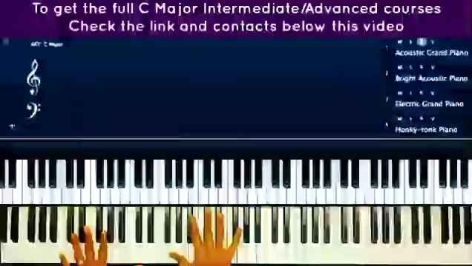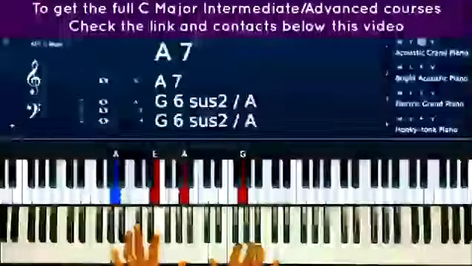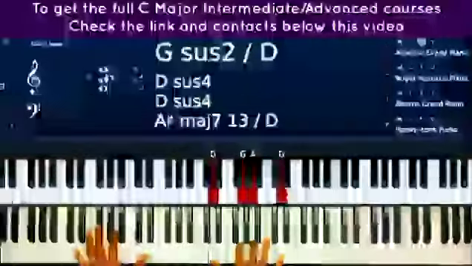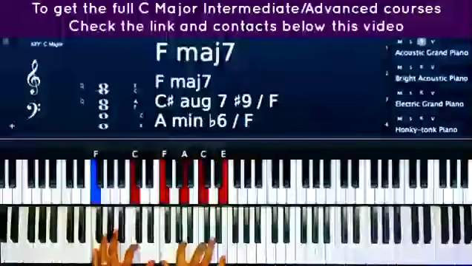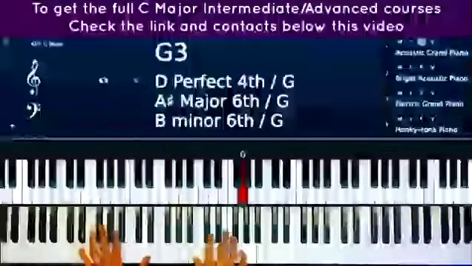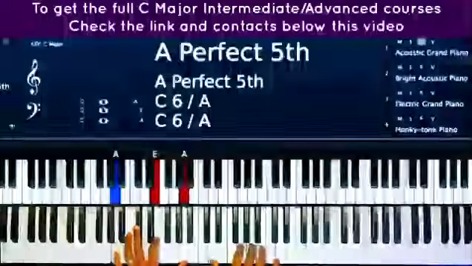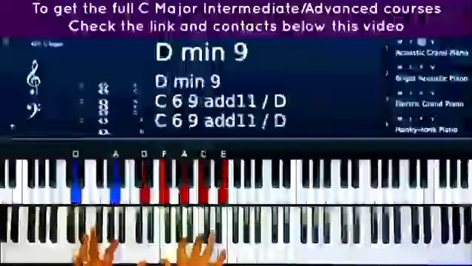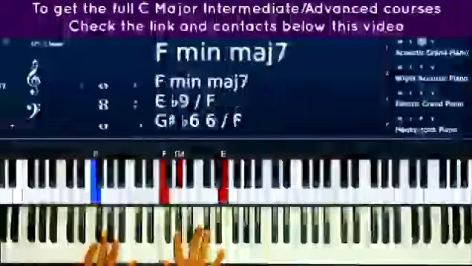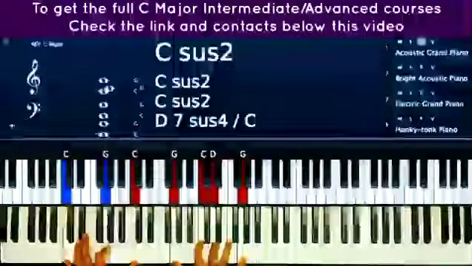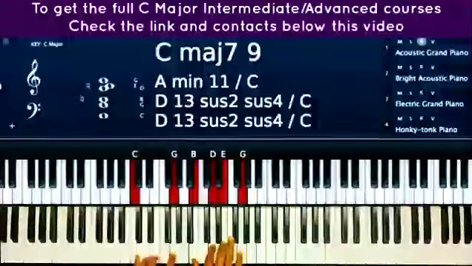Let's change the progression a little bit. So what I'm playing here is 1. I can start with my 1 in this format.